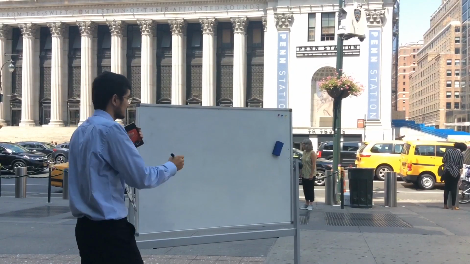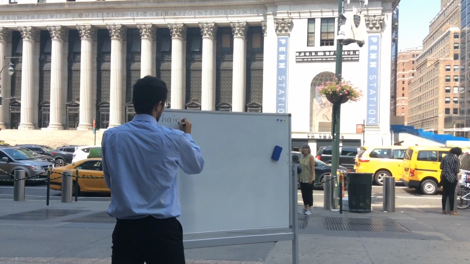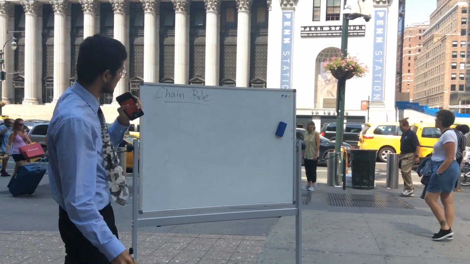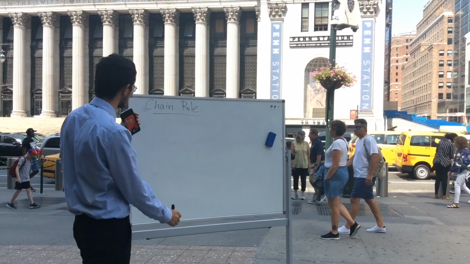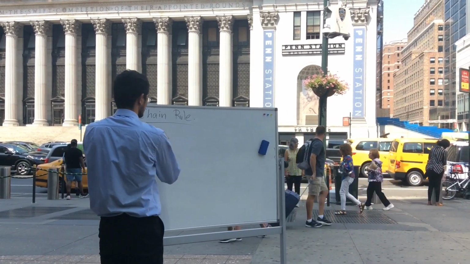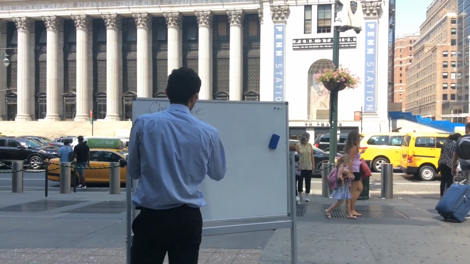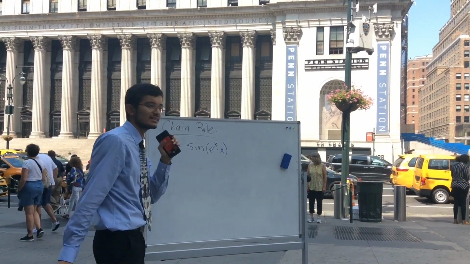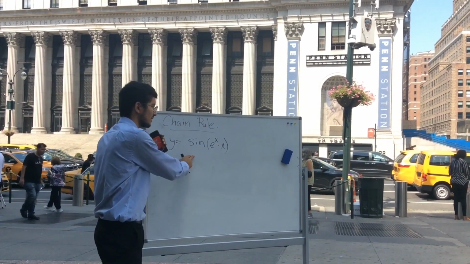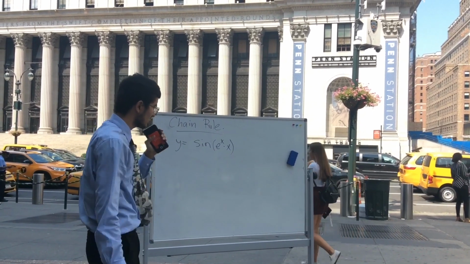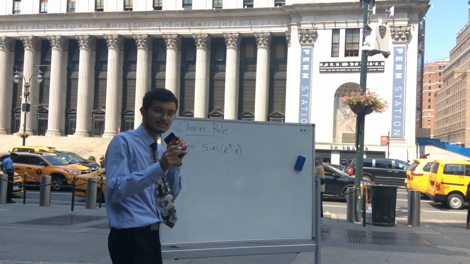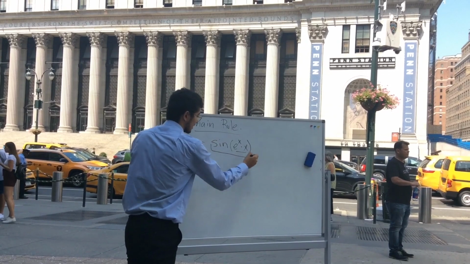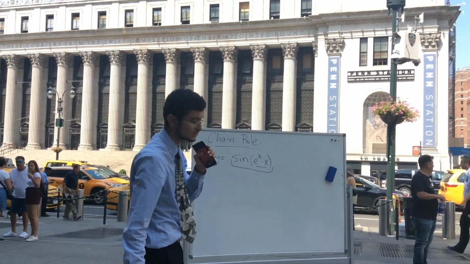Now let's look at the chain rule. So right here in the middle of the street in New York City, we're going to look at the chain rule. So let's take a look at, for example, y is equal to sine of e to the x times x. And then we're going to take the first derivative of this function, y equals f of x. In order to do that, we have to apply the chain rule. So what we do is we take the derivative of the inside first, and then we take the derivative of the entire thing as a whole. So it's like a composition of functions. So first, let's take the derivative of the inside.